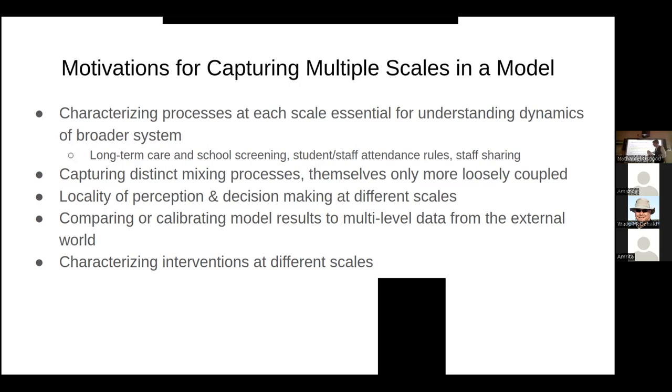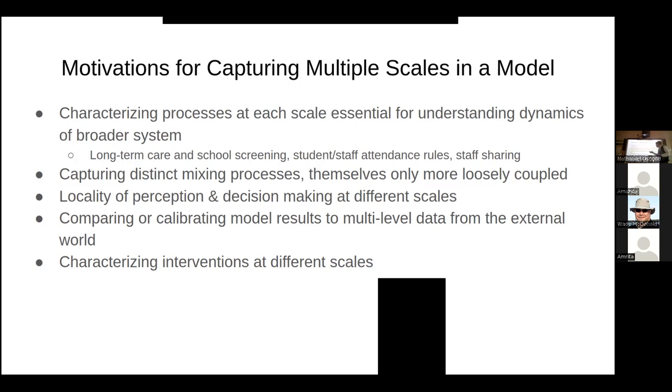Or if we want to represent locality perception and decision-making, what's going on in a long-term care may be the result of what they observe in that care facility. And so whether or not they're requiring visitors to be tested or how frequently they're performing testing may be a reflection of their local context, and capturing that fact can be useful.